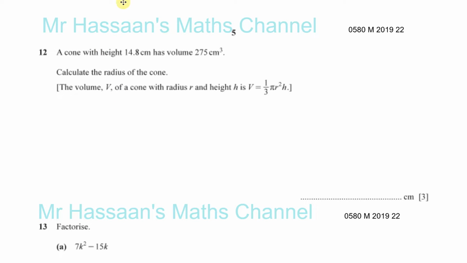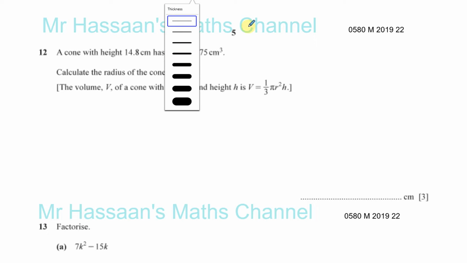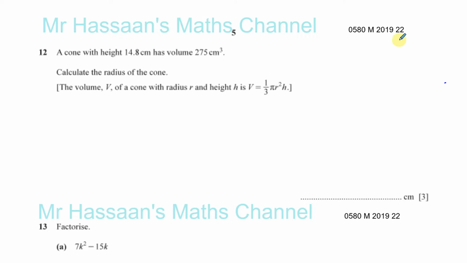Okay, now for the fourth page of questions, which is page 5 on the paper of February-March 2019, variant 2. This is question 12. A cone with height 14.8 centimeters has a volume of 275 cubic centimeters. Calculate the radius of the cone.